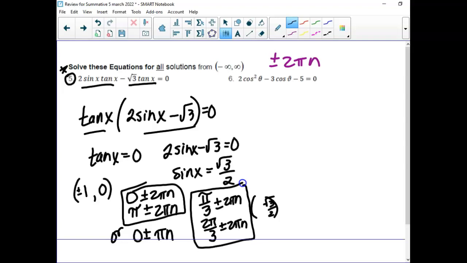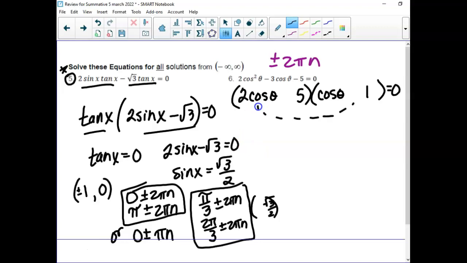Is this number 6 the same question we did earlier? No, I guess not. This one would factor 2 cosine and 1 cosine. And to get a 5 with a 3, I think we need a 5 here and a 1 here. Is that working, guys? 2 cosine and 5 cosine. We need the 5 cosine to be negative so that we end up with negative 3 cosine in the middle.